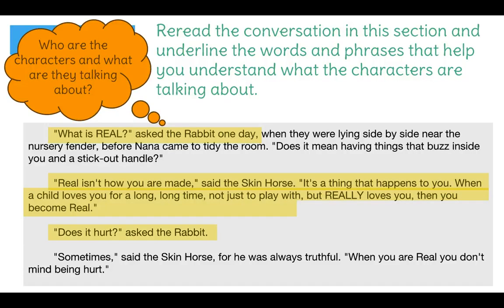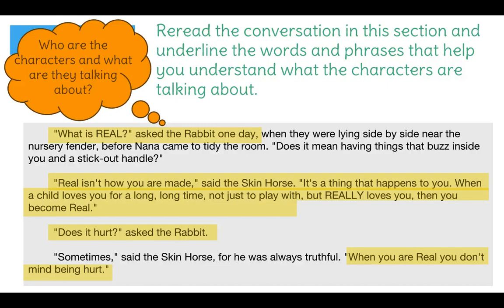"Does it hurt?" asked the Rabbit. Okay, he's asking another question here, which sets up another opportunity for Skin Horse to share his point of view. The end is the most important detail here. "When you are real, you don't mind being hurt." Wow, like I said, this is important.